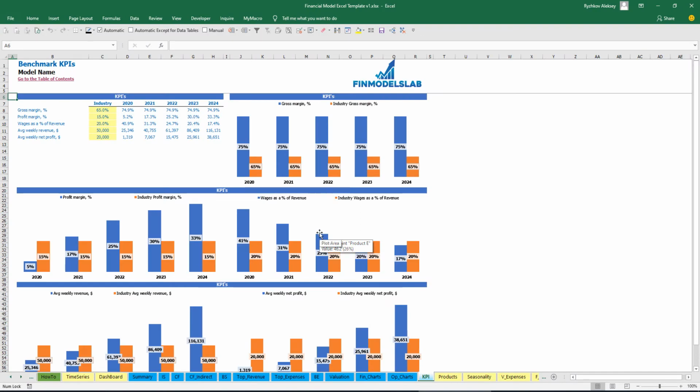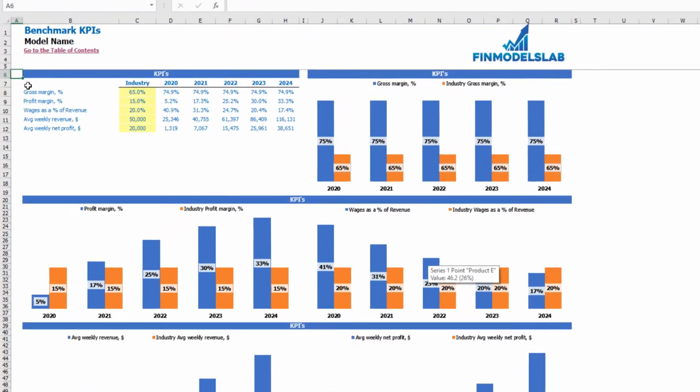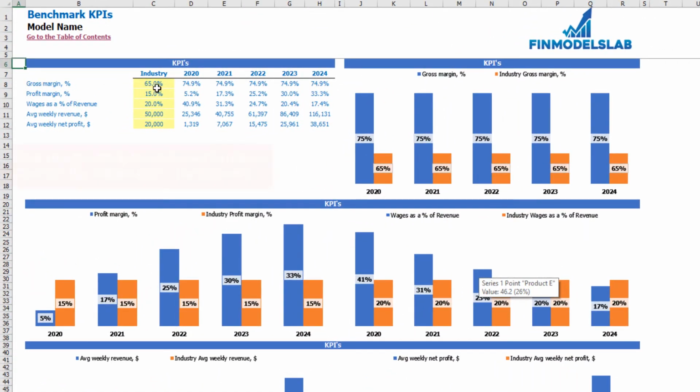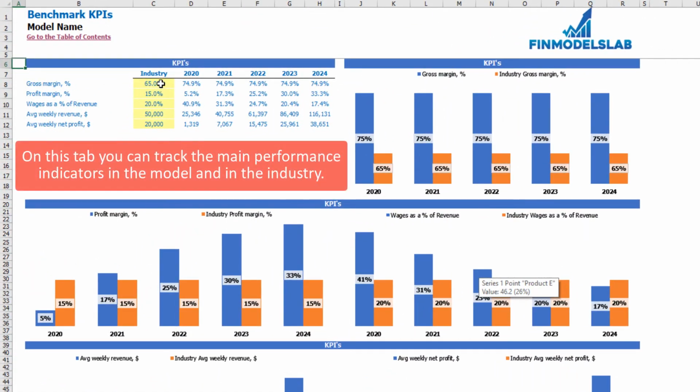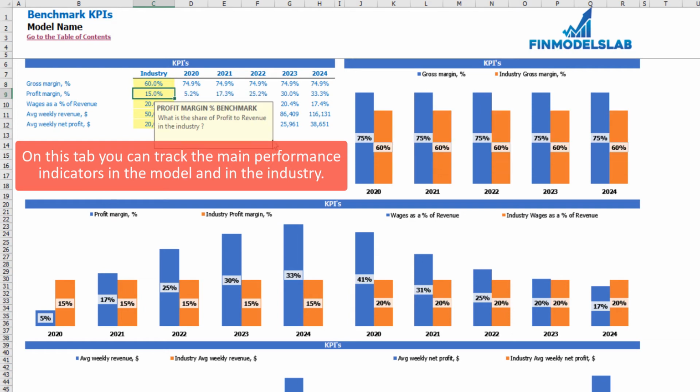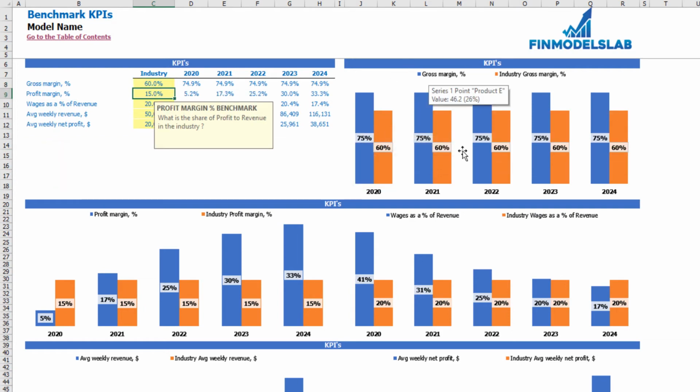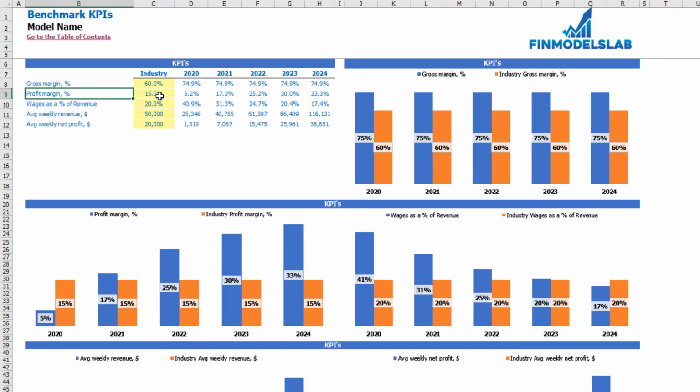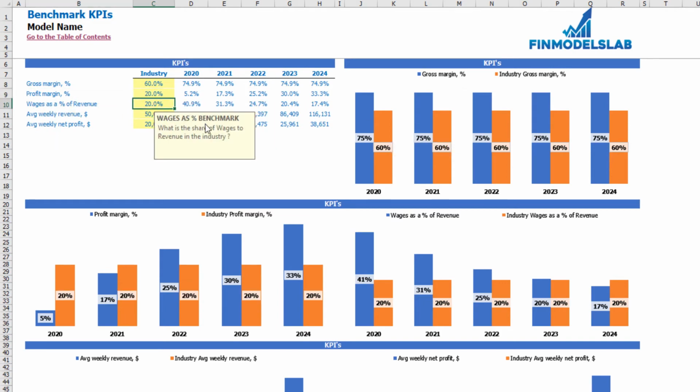On the benchmarks KPIs you may find your main industry-specific KPIs, which are changeable for your industry, for your country. For example, the gross margin industry benchmark is 60% for your country. You may see this change on this chart. Industry gross margin is orange and blue; this is gross margin calculated based on the model. The same way you may change profit margin, for example 20%. You may see it on the chart below.